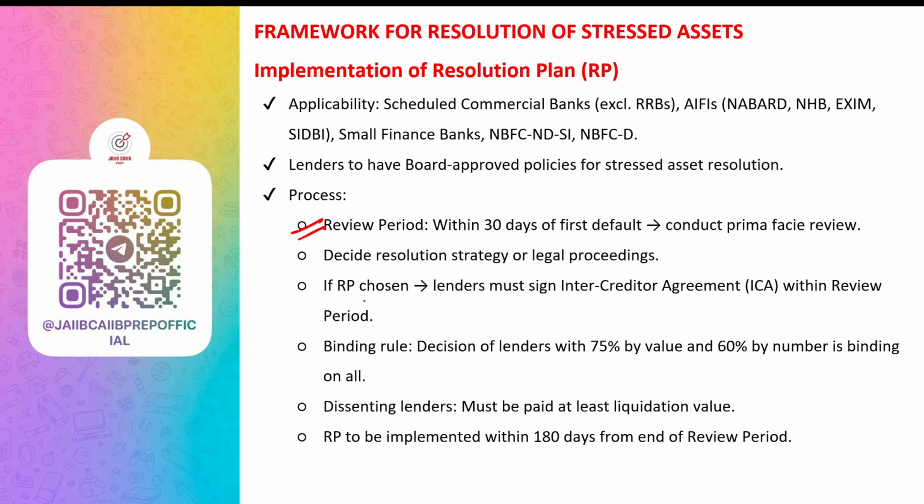Then there is an intercreditor agreement. If restructuring is chosen, all lenders of that borrower must sign an intercreditor agreement, and any decision approved by 75% of lenders by value or 60% by number will be binding on all the lenders.